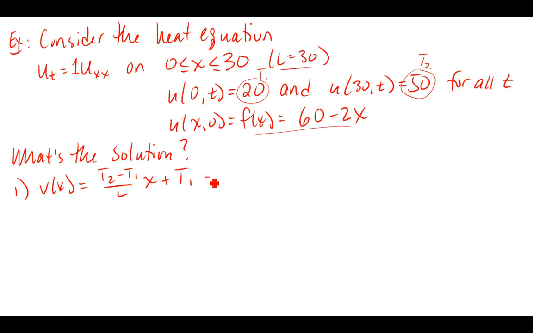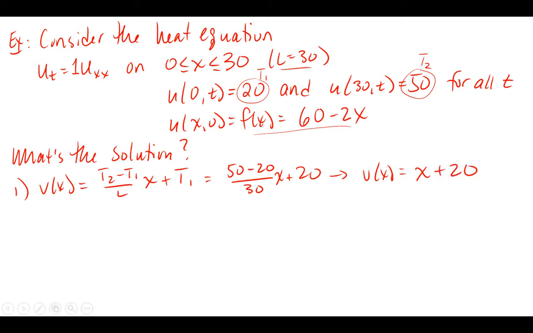All right. Well, let's see. I could write that down. I could fill that in. So what do I have? I have 50 minus 20 over 30, plus 20. So that tells me V is, I forgot my x. So that's 30 over 30, also known as 1, plus 20.